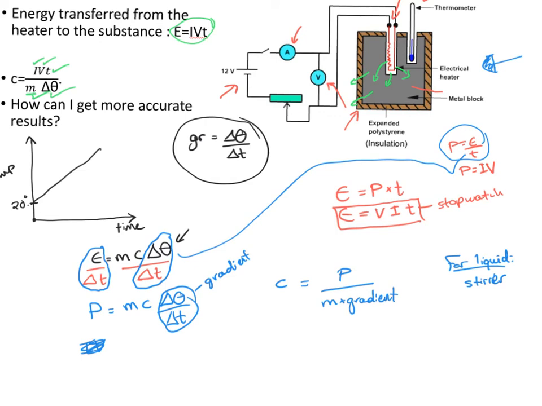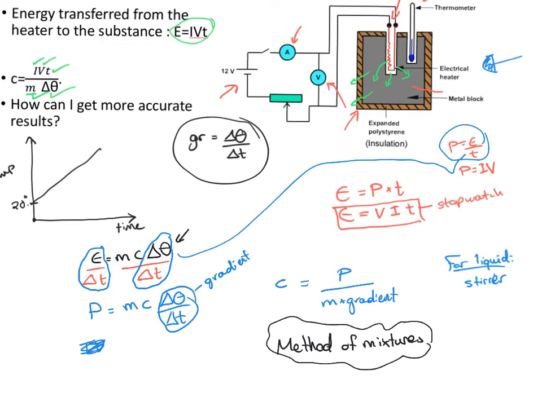In class, I will also introduce another method called the method of mixtures. That will help you make calculations of specific heat capacity if you know the masses of the two substances at different temperatures when they're mixed together. But I will have to go through that in class when we look through questions. So this is something that we'll be looking at in class.